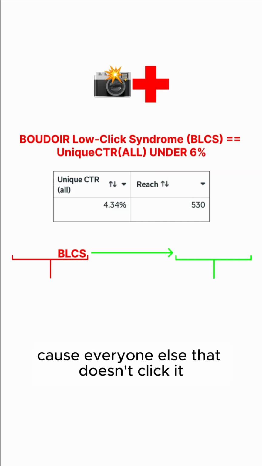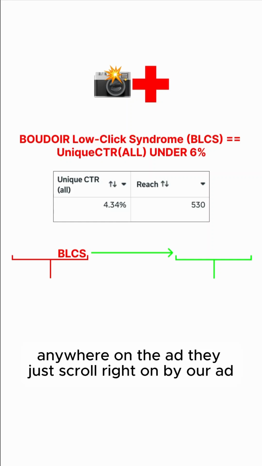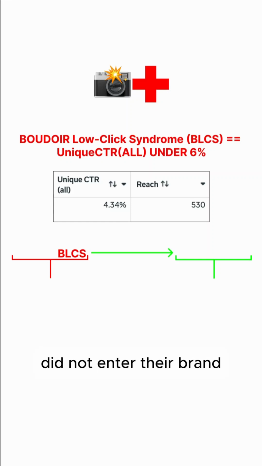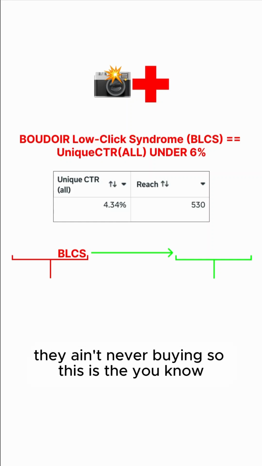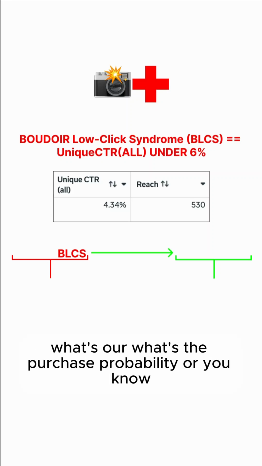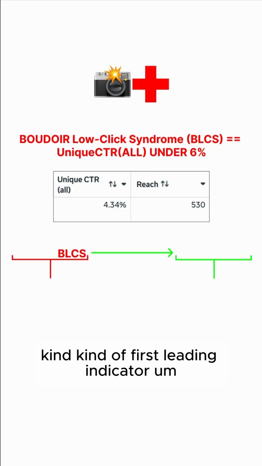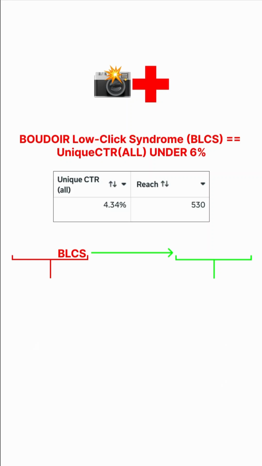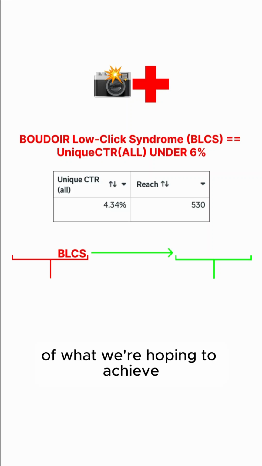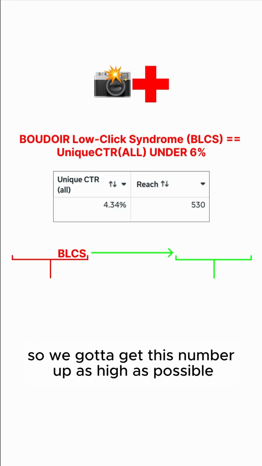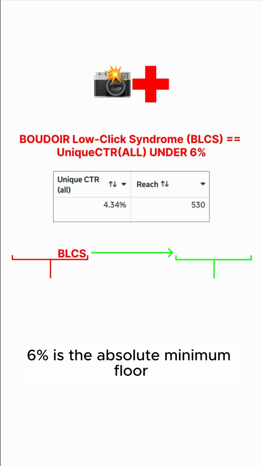Because everyone else that doesn't click anywhere on the ad, they just scroll right on by. Our ad did not enter their brain. They ain't never buying. So this is the purchase probability, or the first leading indicator of what we're hoping to achieve. So we gotta get this number up as high as possible. 6% is the absolute minimum floor.